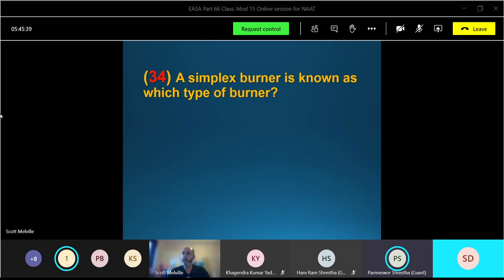So, simplex burner. Atomizer, something. Yeah, atomizer. That's what we're looking for. Simplex. We've got lots of different types, and that's one of an atomizer type.